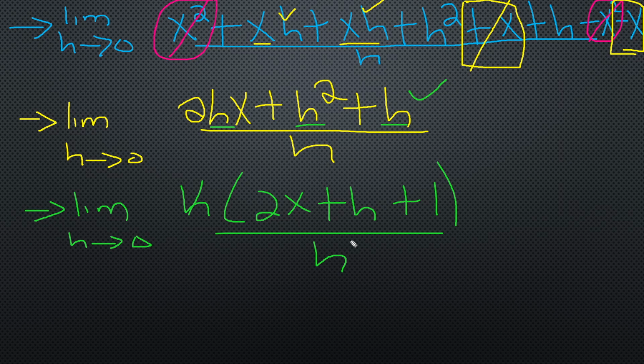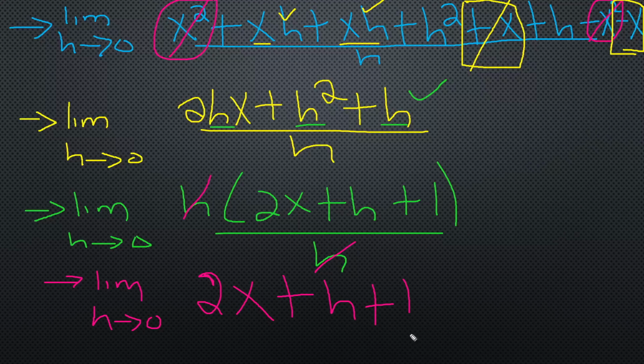So this and this will cancel each other. I really prefer using colors. So this and this will cancel each other, meaning that you are going to have the limit as h approaches 0 of 2x plus h, then plus 1. So this means that as h approaches 0, this will equal 2x, and then the 0 will be nothing, and then we are going to have 2x plus 1.